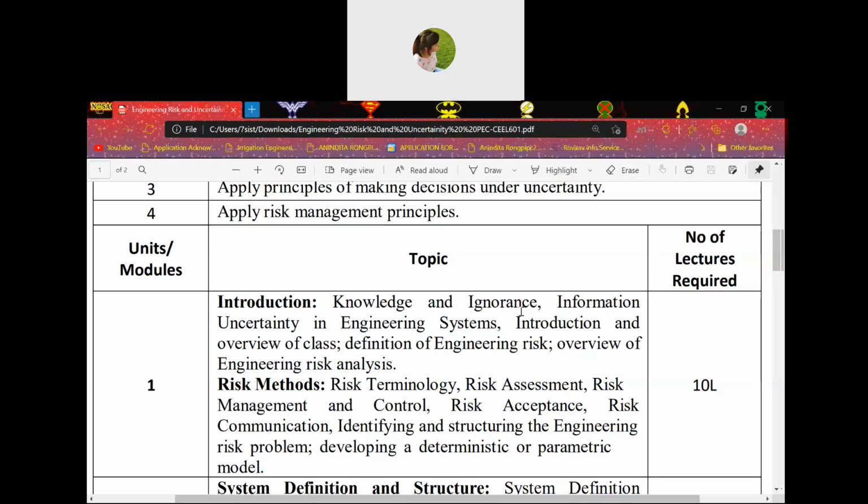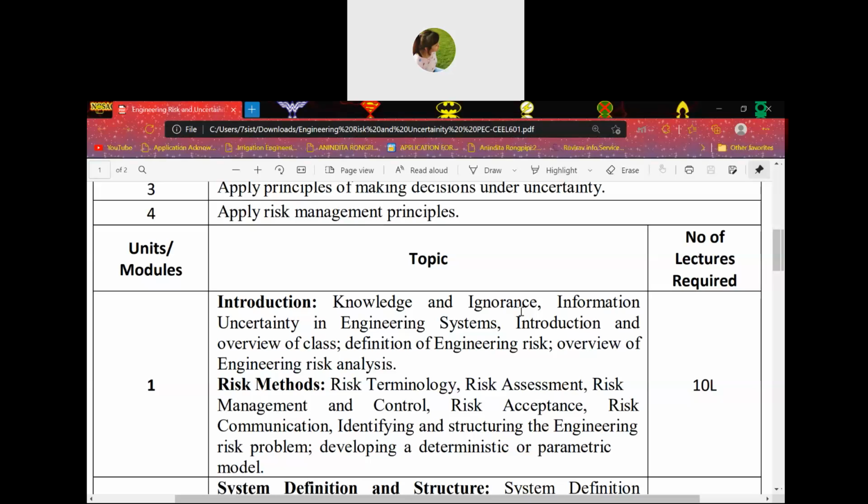Then risk assessment, how we will assess or calculate or analyze or define risk. Then risk management and control, how we will manage and control the different types of risk. Then risk acceptance, the acceptance of the risk factor, and risk communication, that is communicating for different risk methods, and identifying and structuring the engineering risk problem, like how we will identify the engineering risk problem, how we will structure those problems and provide a proper solution for the same. Then developing a deterministic or parametric modeling.